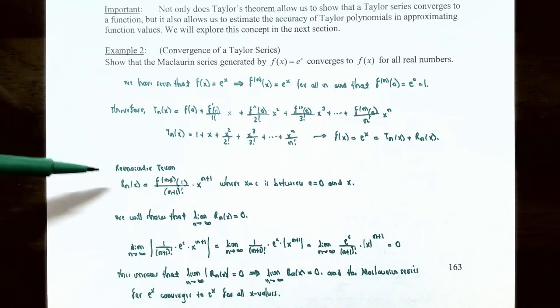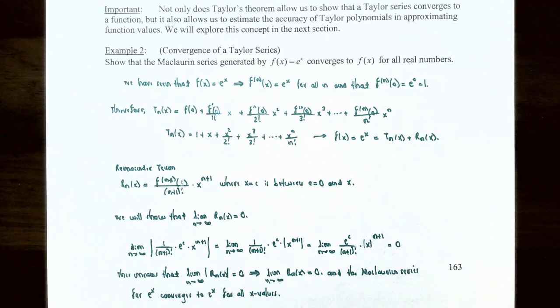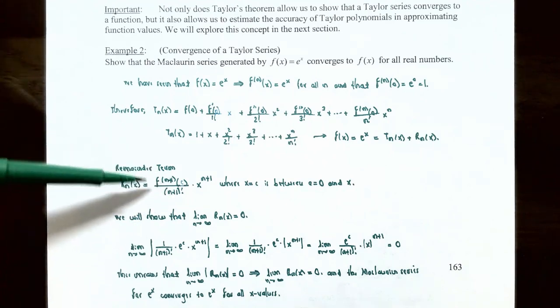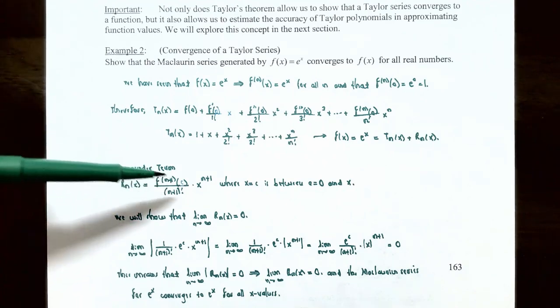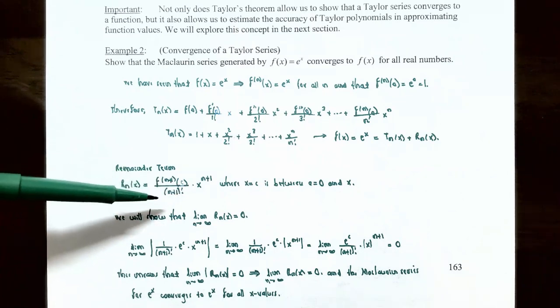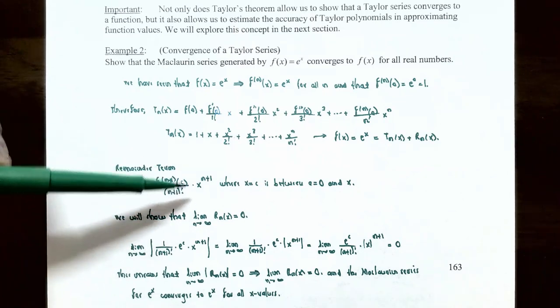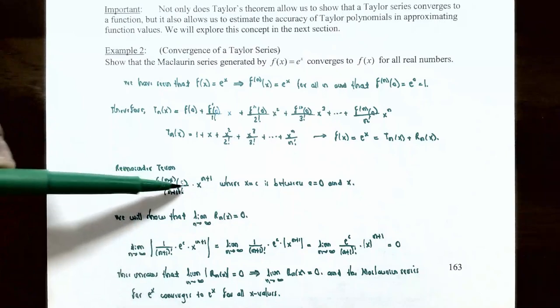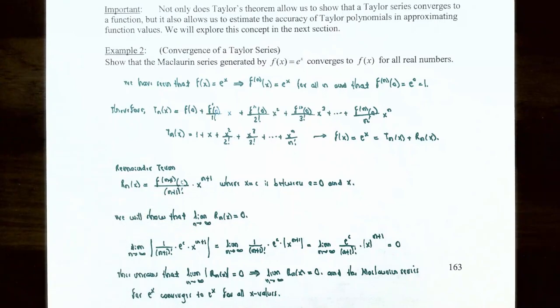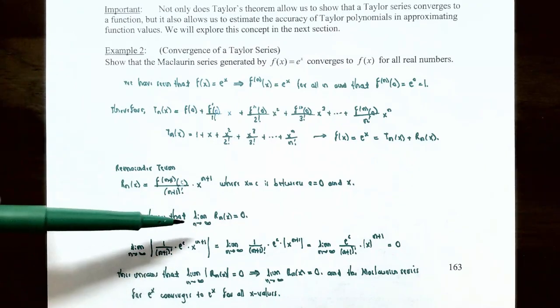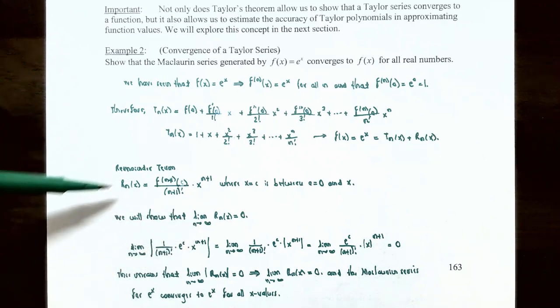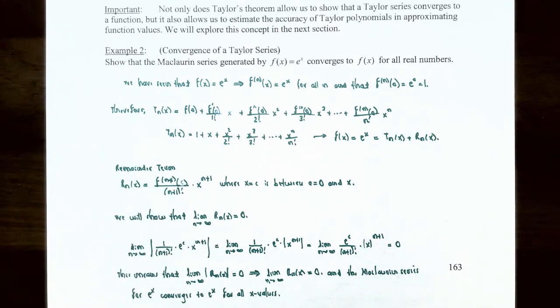So the remainder term, R sub n of x, using Taylor's theorem with remainder, the last theorem we talked about, is the n plus first derivative of your function evaluated at c divided by n plus 1 factorial, times x to the n plus 1, where this c is between a equals 0 and x. We're going to show the limit as n goes to infinity of your nth remainder term is 0, because that will mean that the Maclaurin series for the function f of x, which is equal to e to the x, will converge for all values of x.